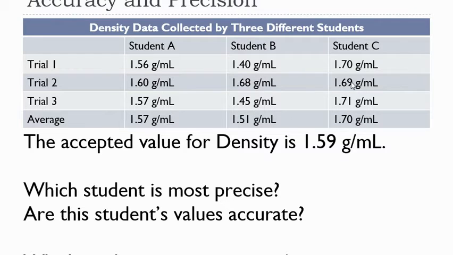Now, when we're looking at accuracy, we're comparing their answers to an accepted value. So accuracy, accepted, okay? This is accepted. This is what you want. This is the goal. And this guy, A, would be the closest to that goal. Even though this guy's grouping is good, he's very consistent with his data, but it's not right, okay?